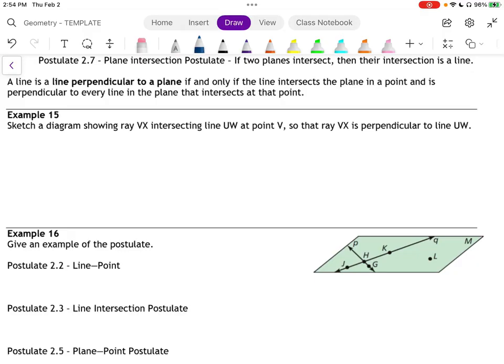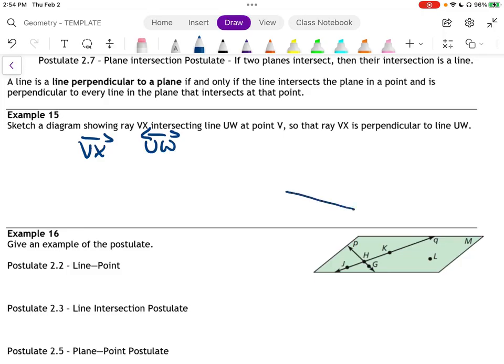We have ray VX, if I can write nicely, and then line UW, right? The line touches the ray at point V, and they're perpendicular.